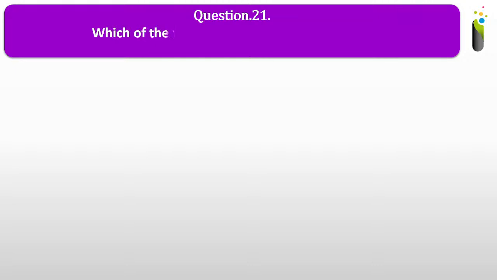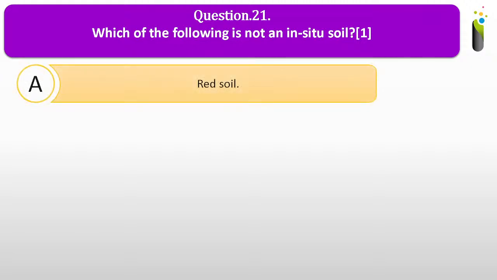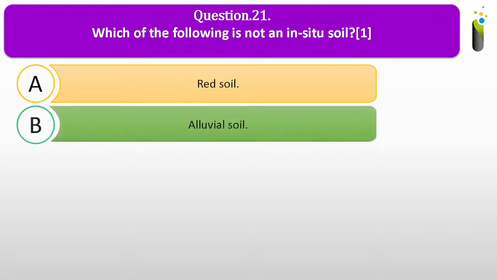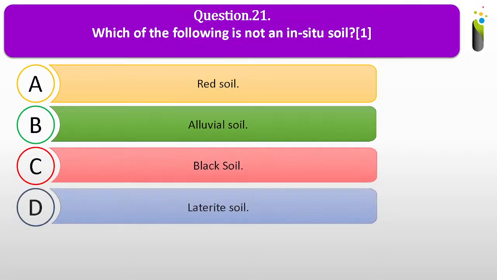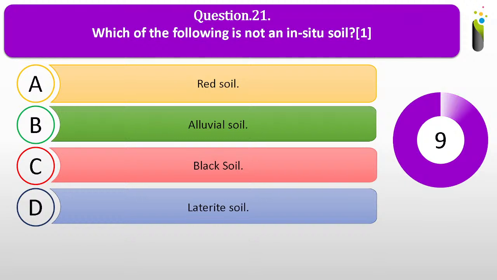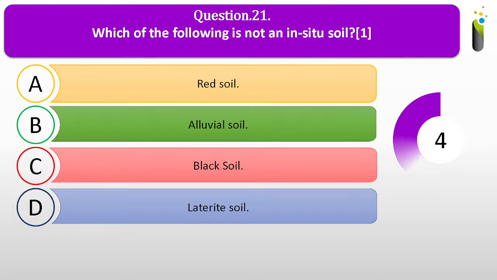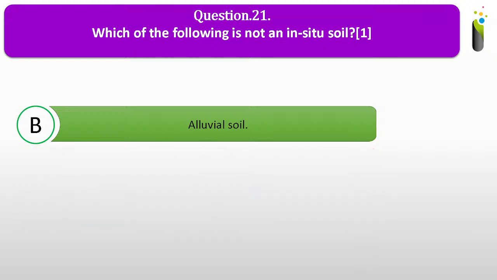Coming ahead to question number 21. Which of the following is not an in situ soil? A. Red soil. B. Alluvial soil. C. Black soil. D. Laterite soil. So which of this is not an in situ soil? And the correct answer for this question is B. Alluvial soil is not an in situ soil.